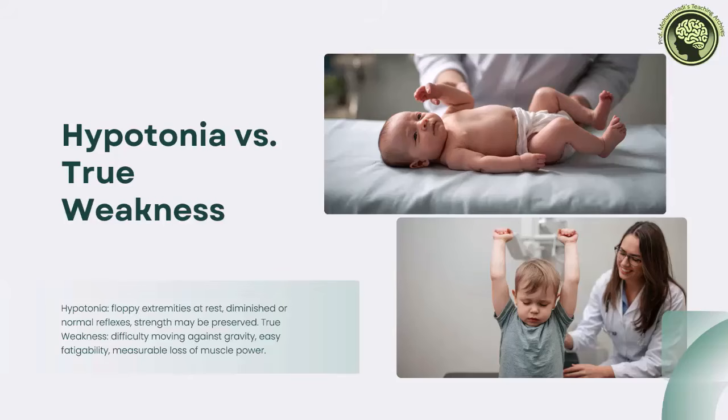True weakness means reduced ability to generate muscle force. The child may have difficulty moving against gravity, tire easily, struggle with functional activities, or demonstrate measurable loss of power. The key clinical message is that a floppy child is not necessarily a weak child. Tone and strength must therefore be assessed separately.